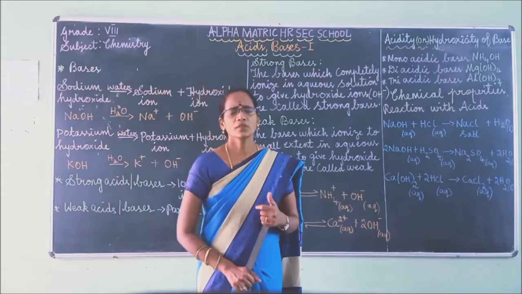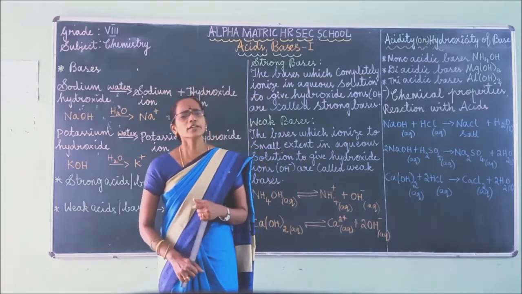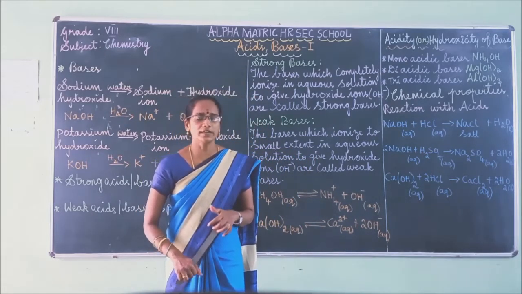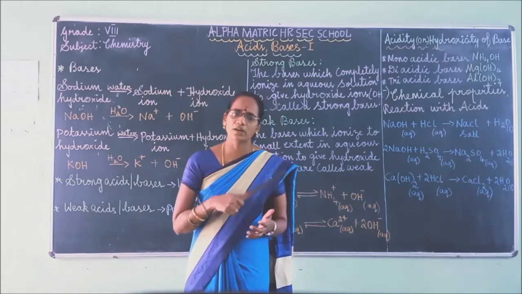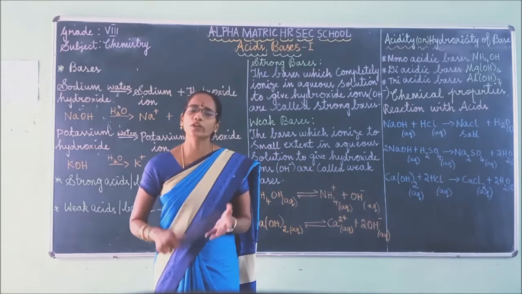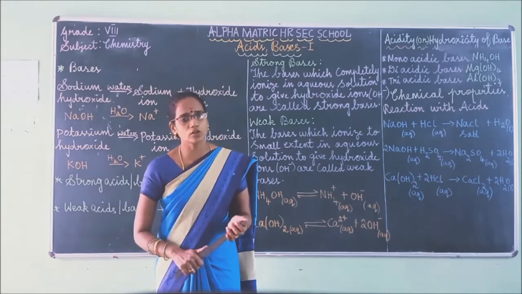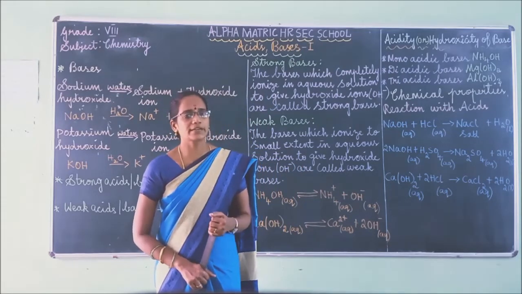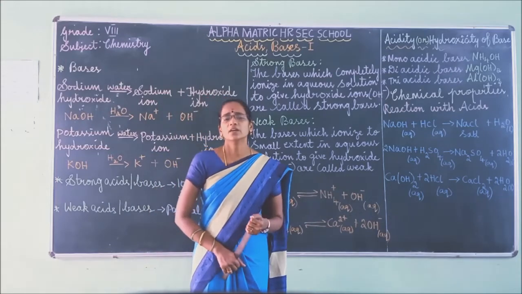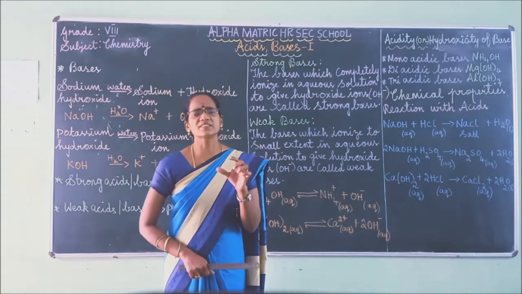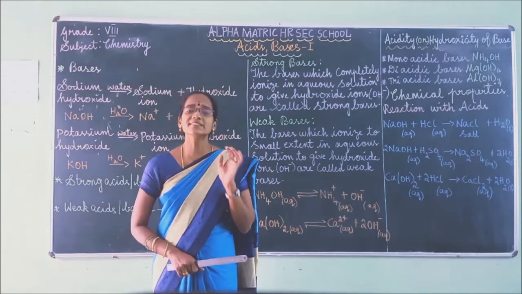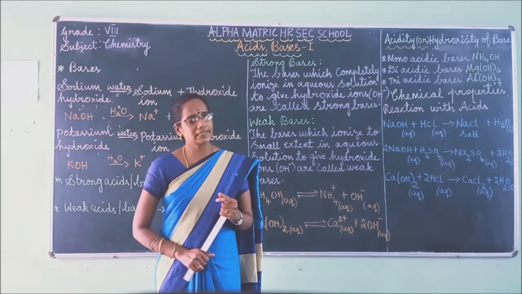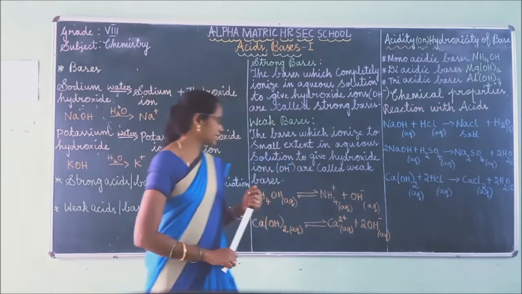Okay. Next one, water soluble bases are called alkalis. For example, the same examples we can take: sodium hydroxide, potassium hydroxide, ammonium hydroxide, calcium hydroxide. These substances are highly soluble in water. Hence, they are called alkalis.